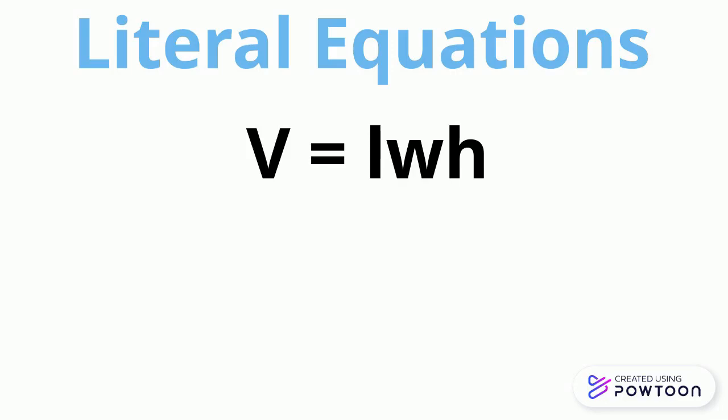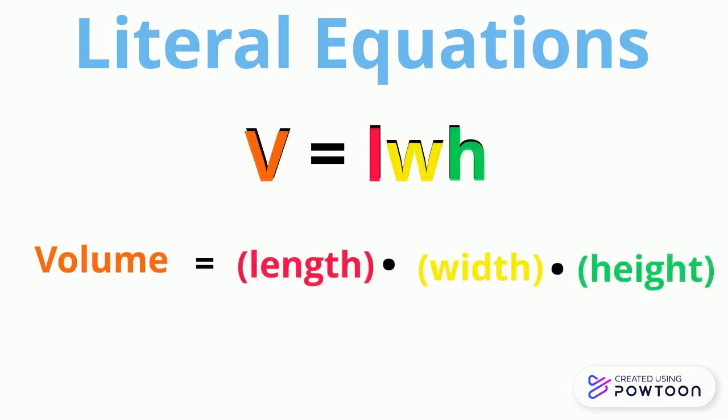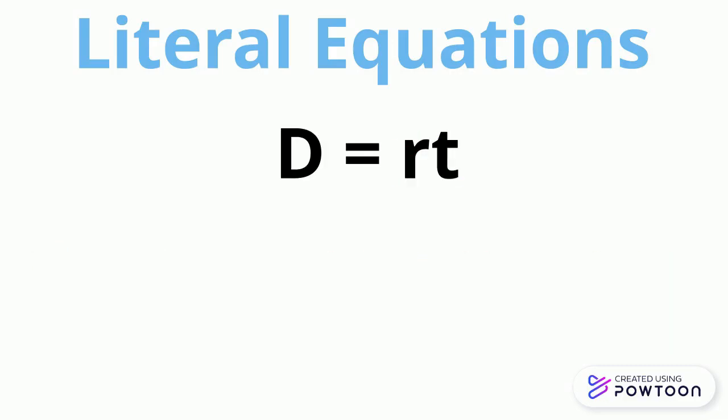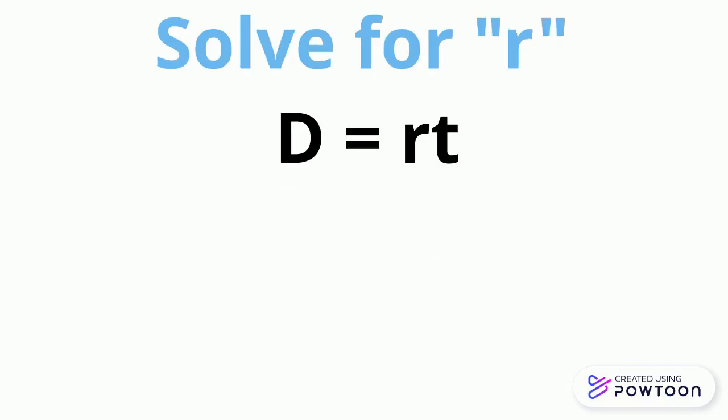V equals LWH, which represents volume equals length times width times height. Another example of a literal equation is D equals RT, which stands for the relationship of distance is equal to rate multiplied by time. When we talk about solving or rewriting these literal equations, what we mean is that we're solving for one of the other variables in the formula.